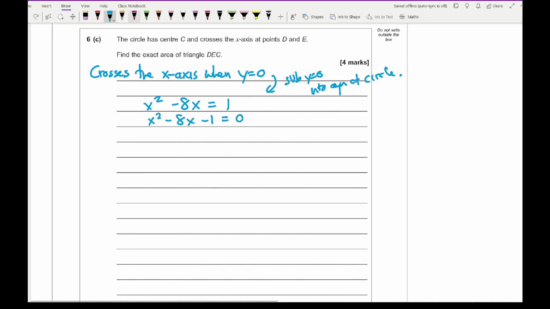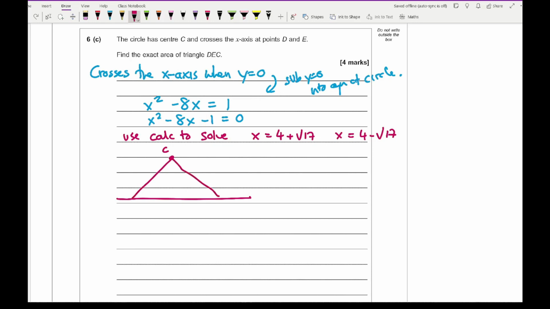That can't be solved with factorising, so if we then use calc to solve, I get two x answers of x equals 4 plus root 17 and x equals 4 minus root 17. So if I just do a little horizontal line, here is my point C. Then at this particular point, that's the lowest x ordinate, so that's going to be 4 minus root 17. And this point here is going to be 4 plus root 17. And it's this triangle that I'm wanting to work out the area of.